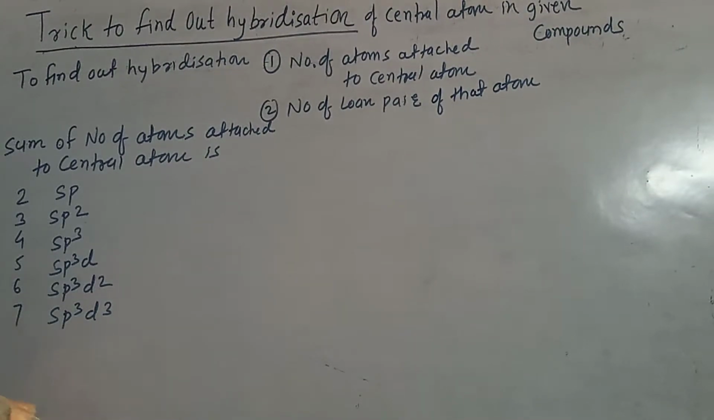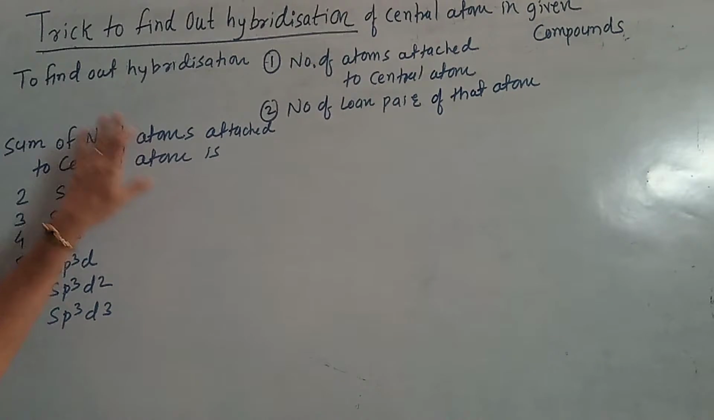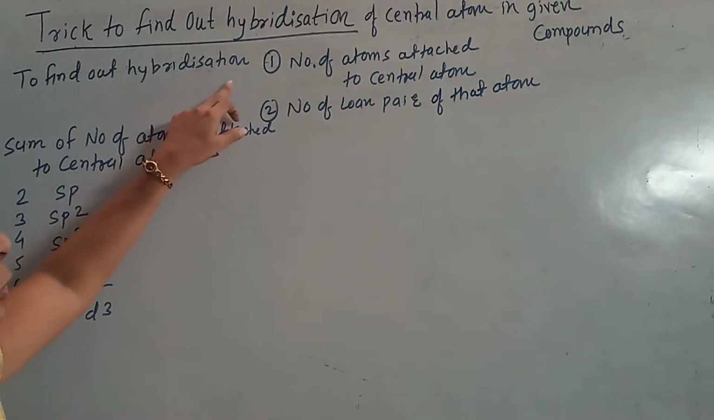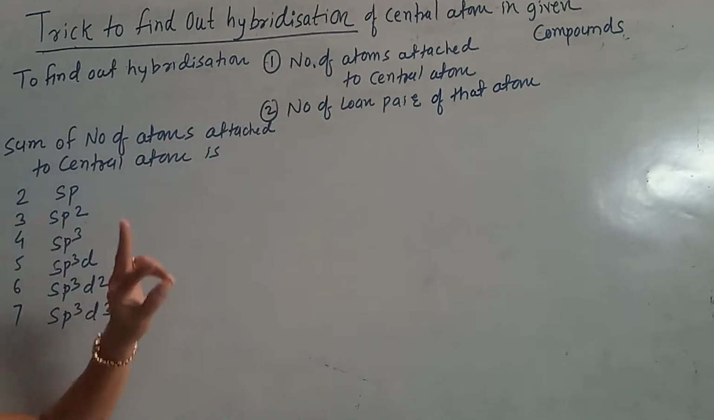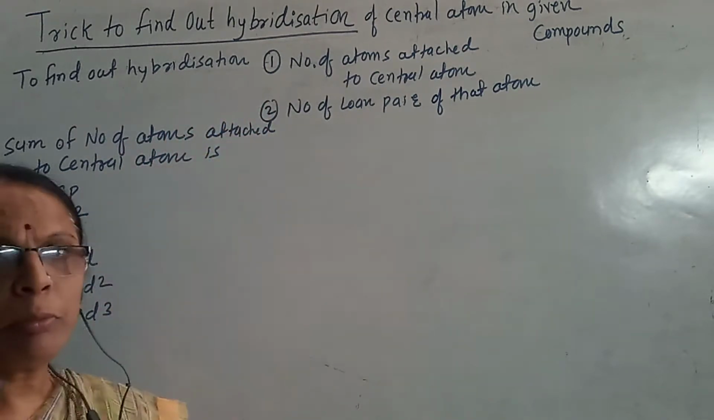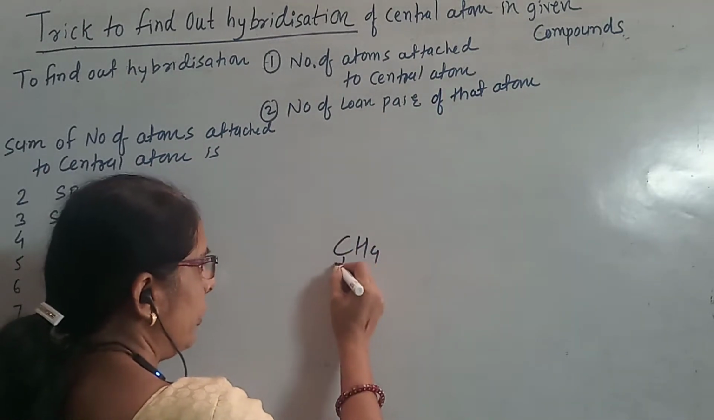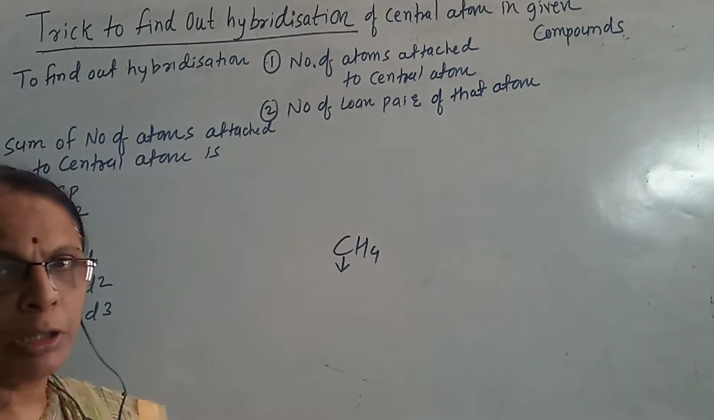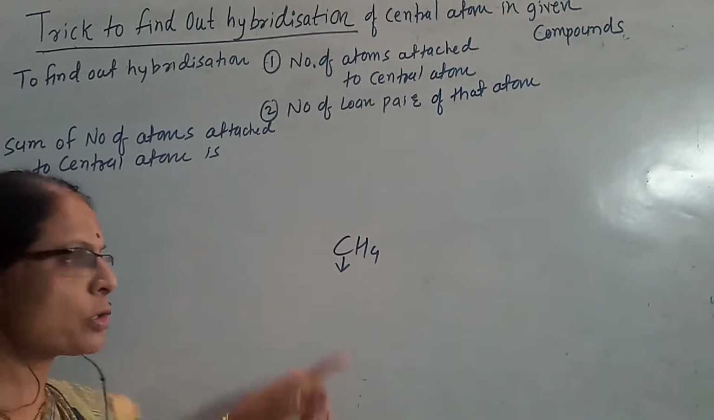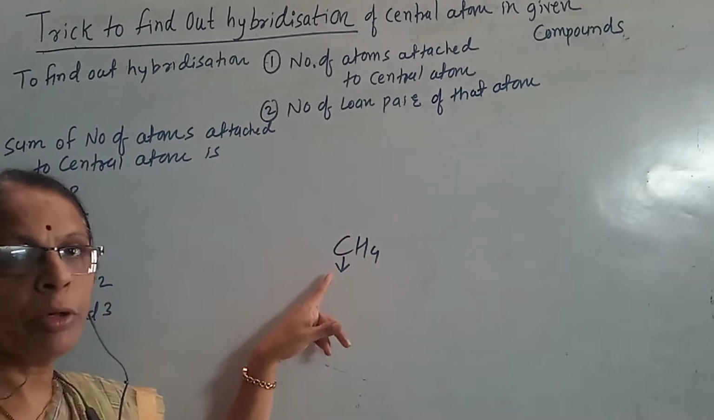Hello students. Now we will discuss tricks to find out the hybridization of the central atom in whatever molecule or compound is given. In order to find out the hybridization of the given molecule, we require two important things. Suppose you have to find out the hybridization of the carbon in methane. So we are actually finding the hybridization of the carbon, which is the central atom of the methane molecule.